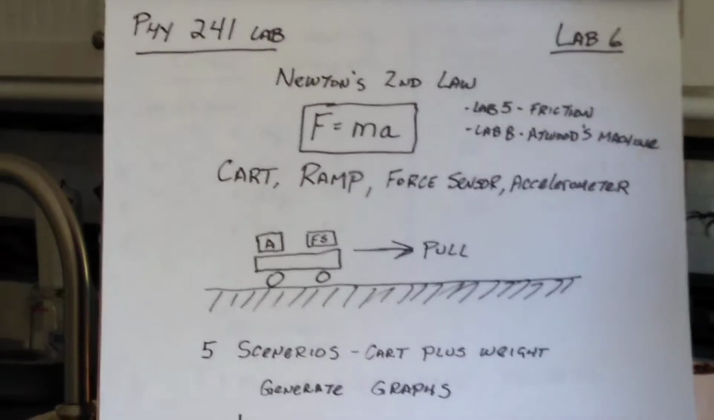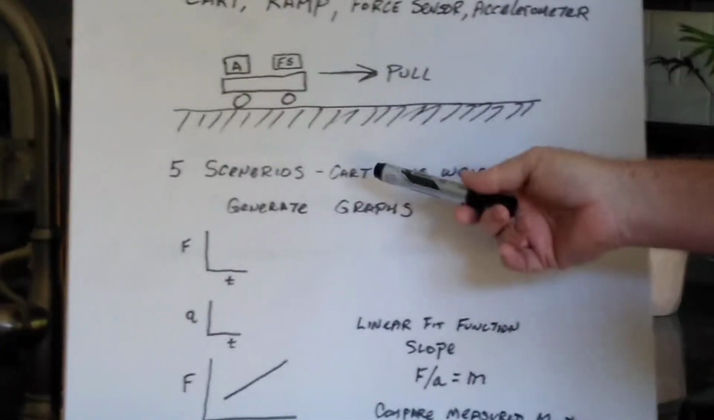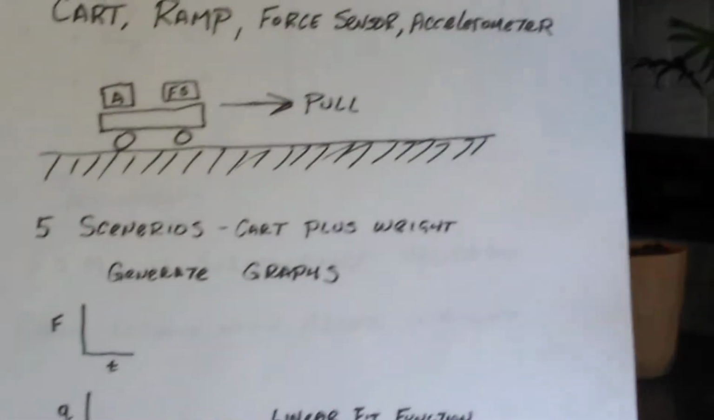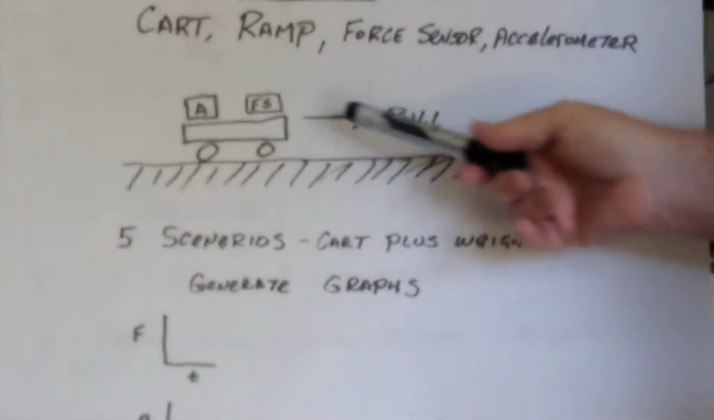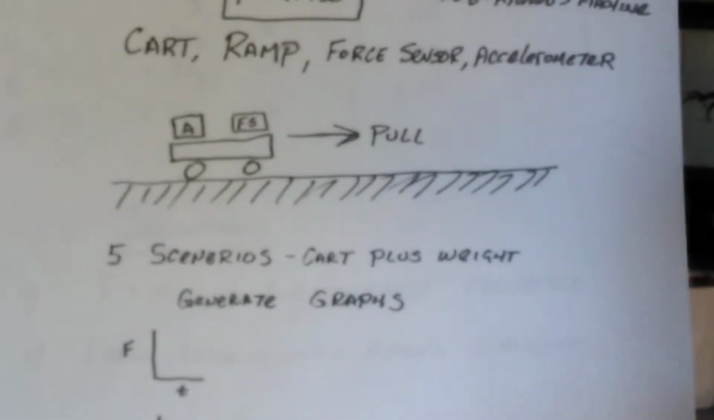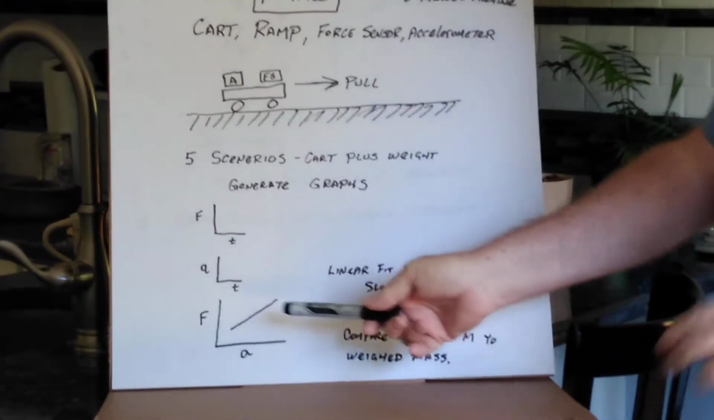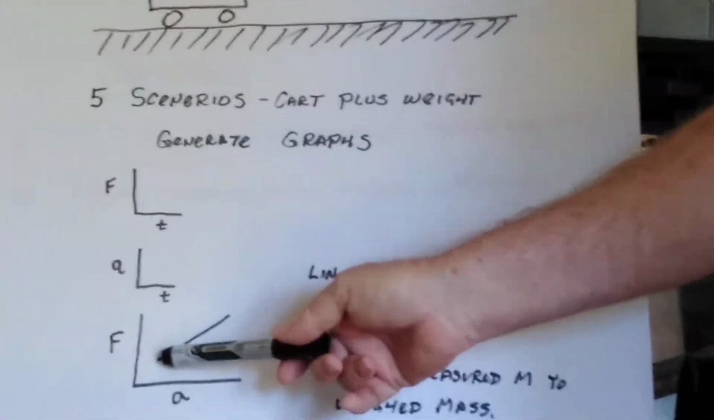And when we actually do the physical measurement, we're going to have 5 scenarios. We're going to have this cart, plus we're going to be adding some weight. Now, when we measure it, we're going to measure it graphically. We're going to hook this setup up to our computer, to our Vernier software, and we're going to generate graphs. We're going to generate a force versus time graph, an acceleration versus time graph, and most importantly, a force versus acceleration graph. And that should be a straight line.